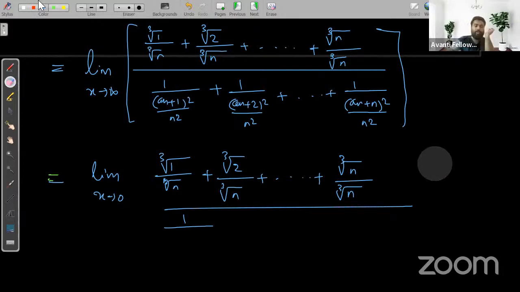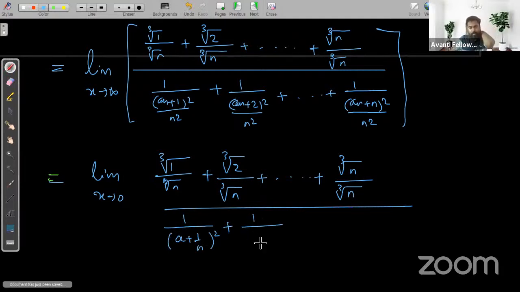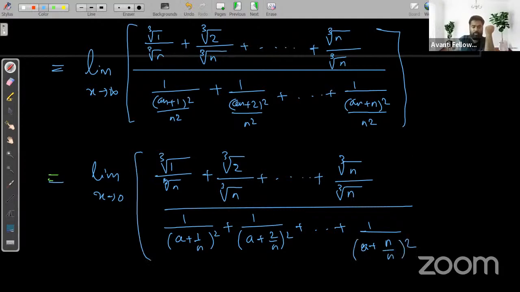If we do this, what are we getting? 1 by a plus 1 by n whole square plus 1 by a plus 2 by n whole square plus up to and so on, a plus n by n whole square. So this is the simplified form we got till now.